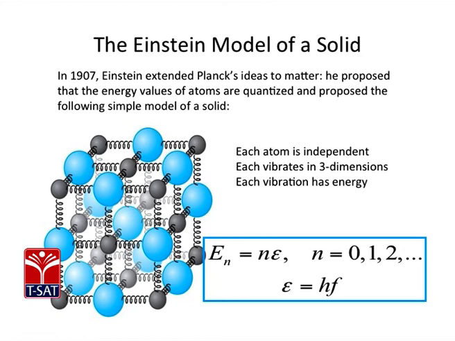Each vibration has energy, and the associated energy En is equal to n epsilon, where n equals 0, 1, 2, 3. Here 0 means there is no available energy at all. Epsilon is equal to hf, where h is Planck's constant and f is the vibrational frequency. Einstein introduced the concept of quantization into solid matter for the first time, and hence he took the vibrations to be essentially longitudinal vibrations.